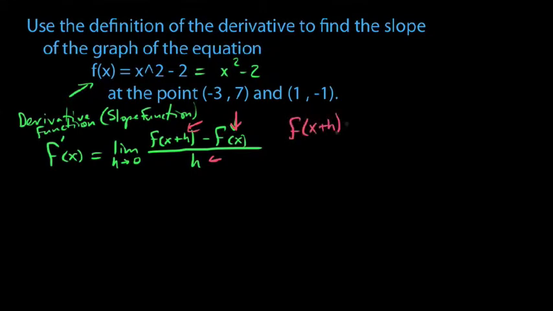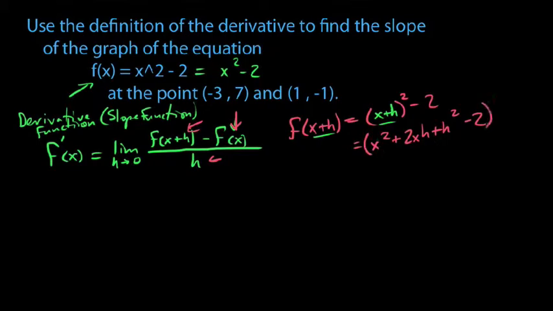f of x plus h is equal to, now we had x squared minus 2, so every instance of x we're going to plug in this expression x plus h. So in this case, we're going to have to binomial expand this. Binomial expansion here, we get x squared plus 2xh, plus h times h, which is h squared, and then all of that minus 2. So we get this entire expression for f of x plus h.